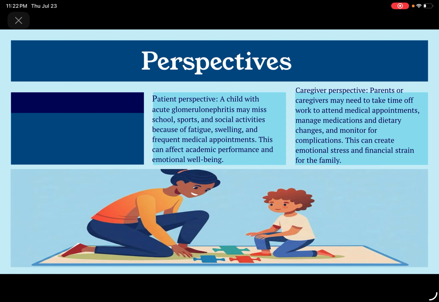I wanted to include a patient and a caregiver perspective because the disease affects more than just the kidneys. It affects the child or the patient, as well as the caregiver. A child with acute glomerulonephritis, as mentioned earlier, may miss school, sports, even time with friends because of the appointments or the fatigue. At the same time, parents often need to take time off of work to manage medication and special diets and attend follow-up appointments, which can create emotional and financial stress.